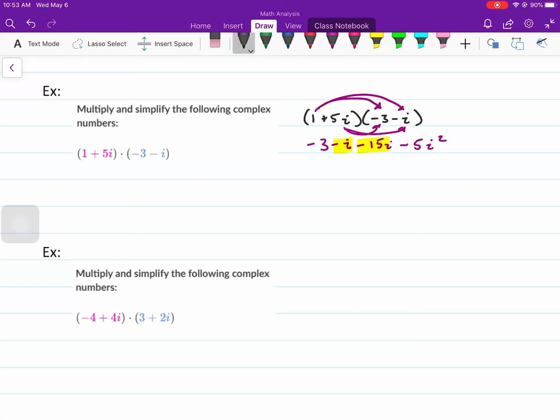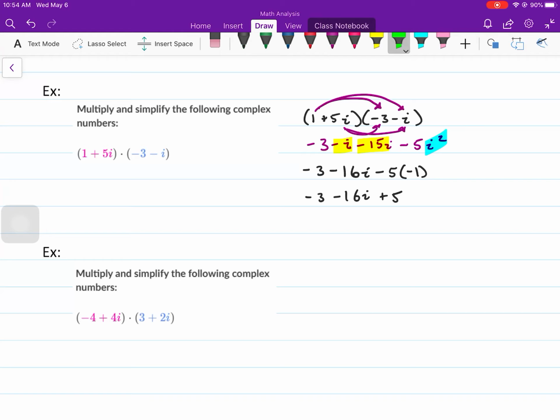-i minus 15i is going to be -16i. And then don't forget, what do we do with the i squared? It becomes a -1. So we'll have -5 times -1. The -5 times -1 becomes a positive 5. So we'll have -3 - 16i + 5.